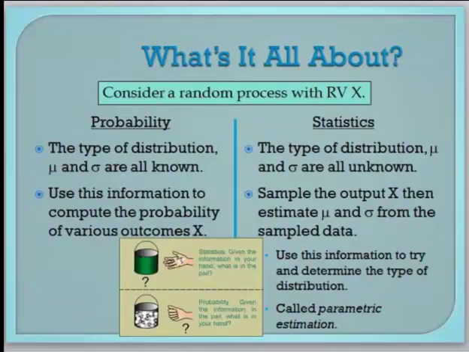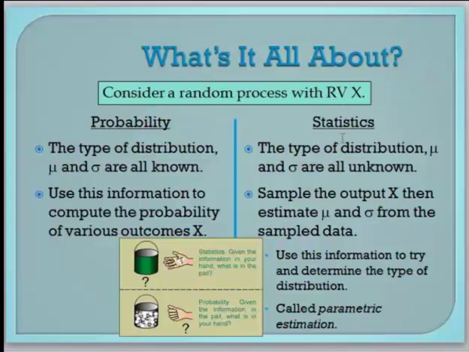So let's consider a random process that's got a random variable x. In probability, the type of distribution and the mean and the standard deviation would be known, and we would use this information to compute the probability of various outcomes of x, right? So this sort of example.